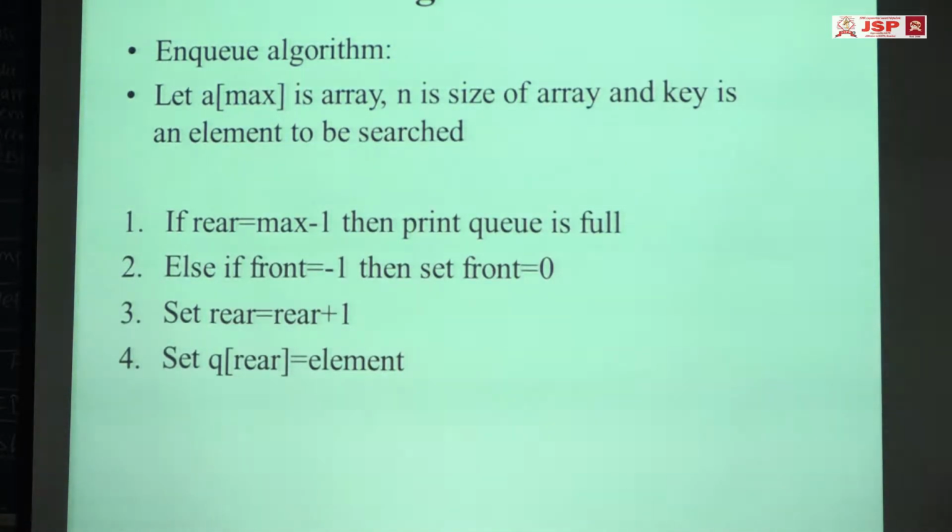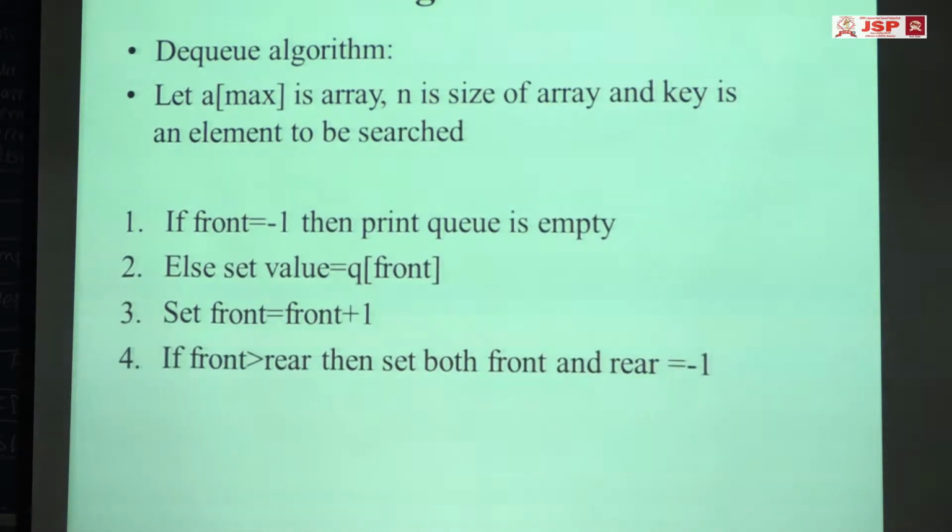If rear is not equal to MAX minus 1, in that case, if front is equal to minus 1, it means that the queue is empty. So we need to set front equal to 0. Then set rear equal to rear plus 1, which means whenever we are inserting a particular element, rear will be incremented by 1. When the first element is inserted in a queue, front should be set as 0. Then at the rear position, the new element will be inserted.